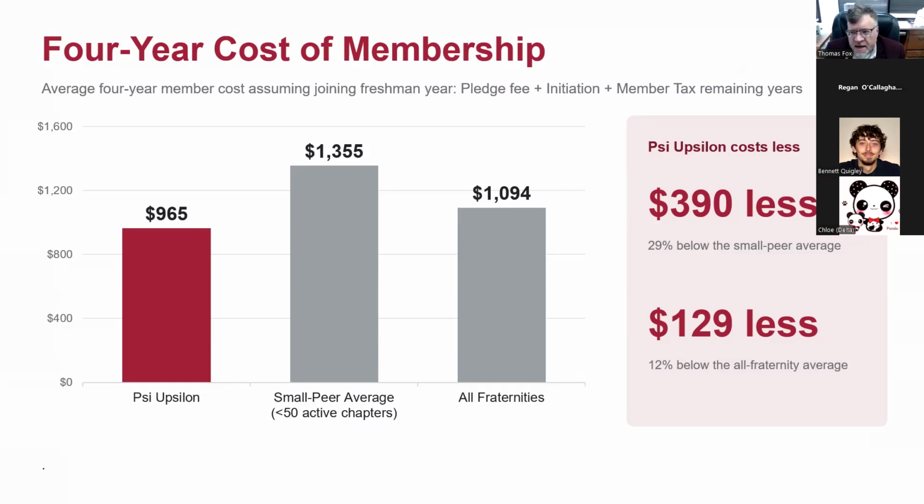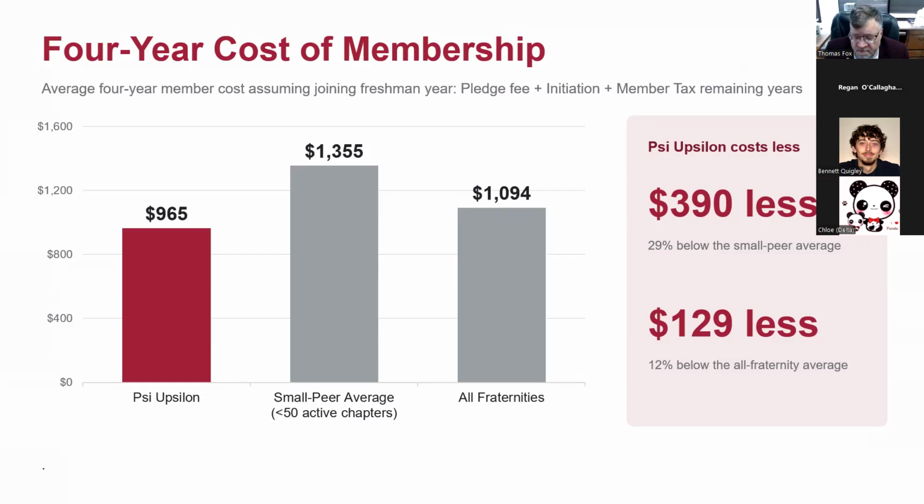Most organizations have something called a pledge fee. We don't do that in Psi Upsilon. So you take the pledge fee, the initiation fee, and then the member tax for any remaining years. Some chapters have a member tax by semester. Some do it like us, per year. Some do it where the year you pay the initiation fee, you also have to pay the member tax. We just have the initiation fee alone. But you add that up and you assume someone joins their freshman year and graduates their senior year, then the 4-year cost of membership gives you a way to benchmark yourself against others.